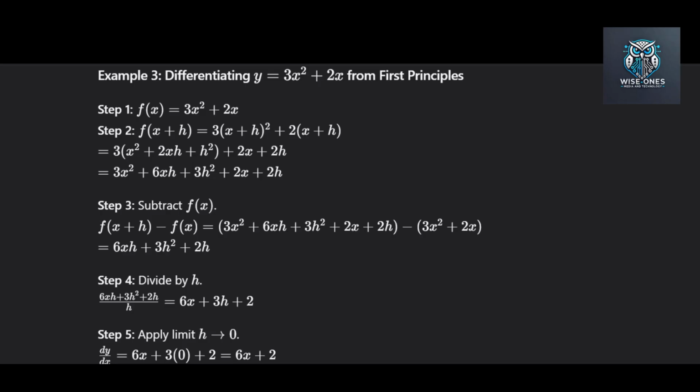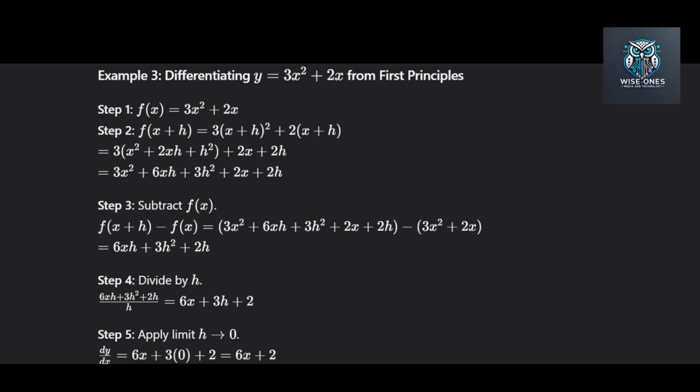So 3 times open bracket x plus h close bracket squared plus 2 times open bracket x plus h close bracket. Expand the squared bracket: 3 times open bracket x squared plus 2xh plus h squared close bracket plus 2x plus 2h, which gives 3x squared plus 6xh plus 3h squared plus 2x plus 2h.